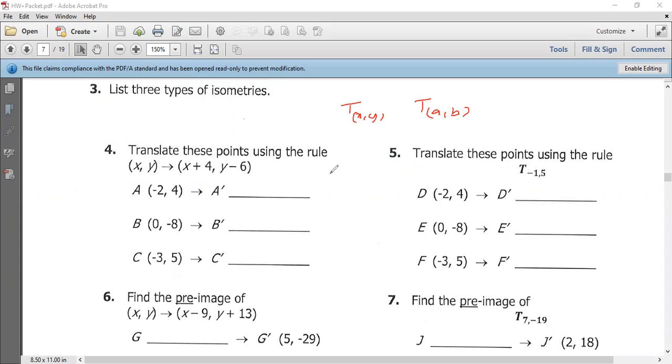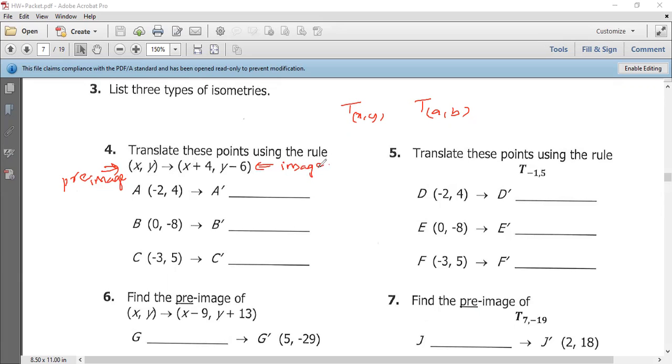Here we have a few questions, and we are going to solve this one. Translate these points using the given rule. So we are going to translate this point (x, y). Whichever point or shape you are going to translate or transform is called the pre-image. Once you get the transformed point, that is called the image.